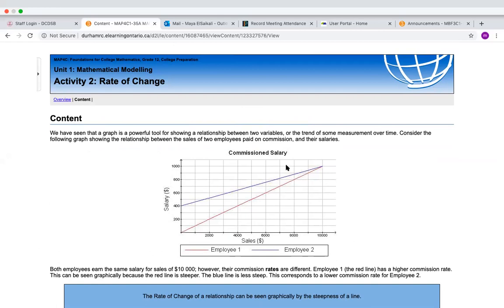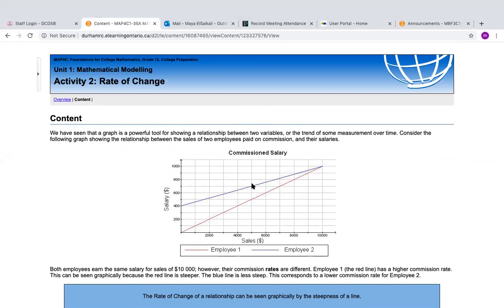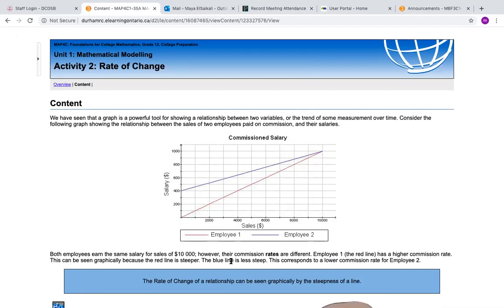Okay, so we have seen that a graph is a powerful tool for showing a relationship between two variables or the trend of some measurement over time. So if I'm looking at a graph, I need to know by looking at the graph, is the graph growing fast? Is the graph decreasing fast? Is the graph slowly increasing? What's happening with my graph? Do I have a change? Do I have a constant rate of change? Or is my rate of change changing?